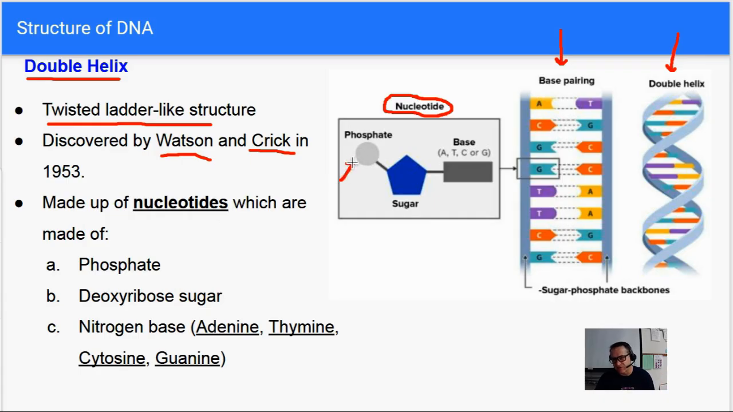It's got a phosphate, which is phosphorus and oxygen, bonded to a 5-carbon sugar called deoxyribose. I'm going to put a D in here because that's the sugar in DNA. That's why they call it deoxyribonucleic acid. And the most important thing, it's got one of 4 different nitrogen bases: A or adenine, T or thymine, C or cytosine, G or guanine. All right, so this is what makes up a DNA nucleotide.